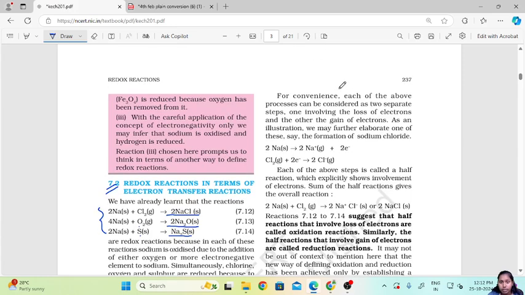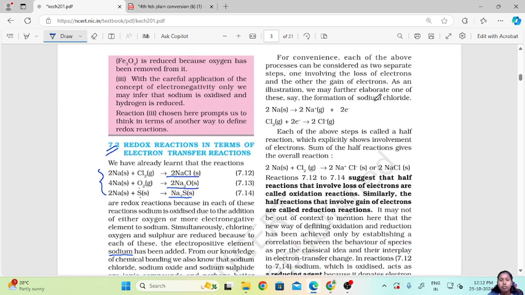So for convenience, each of the above processes can be considered as 2 separate steps, one involving loss of electrons and the other gain of electrons. Now, as an illustration, we may further elaborate one of these, say the formation of sodium chloride. Each of the above steps is called a half reaction.